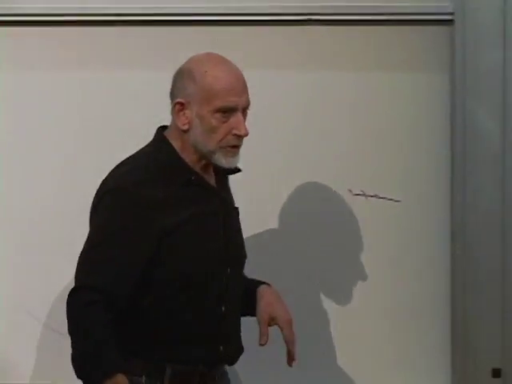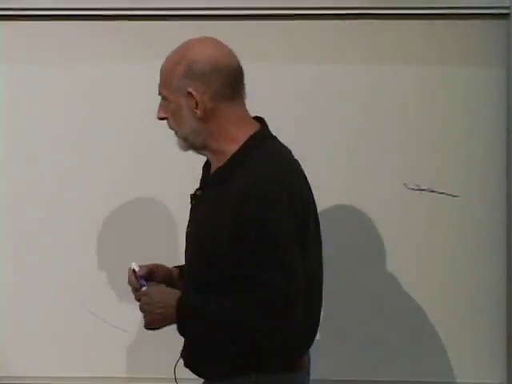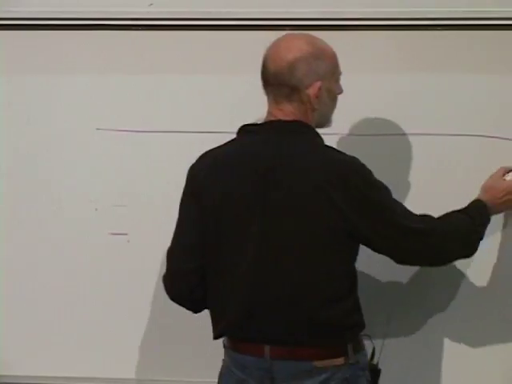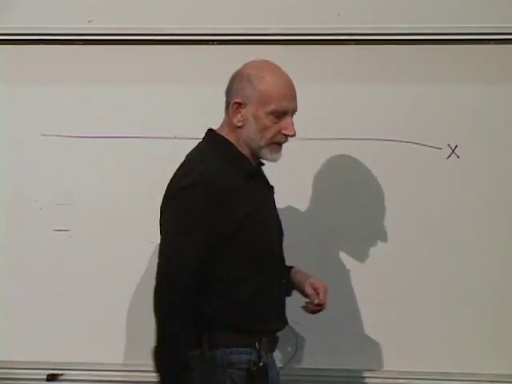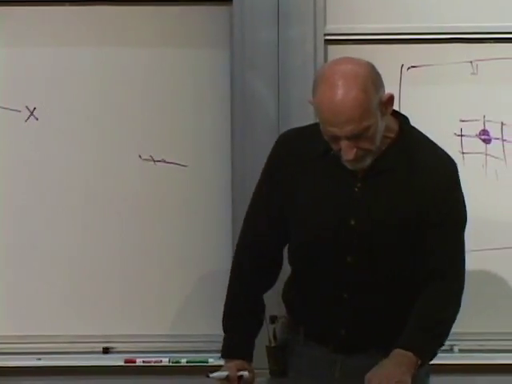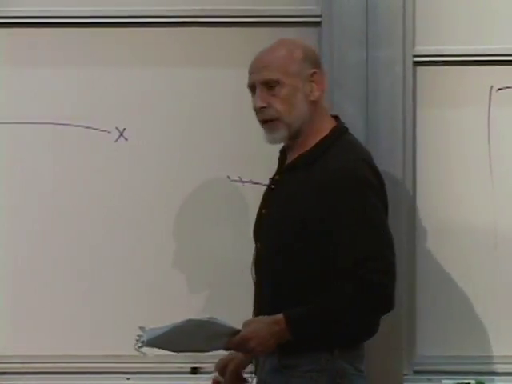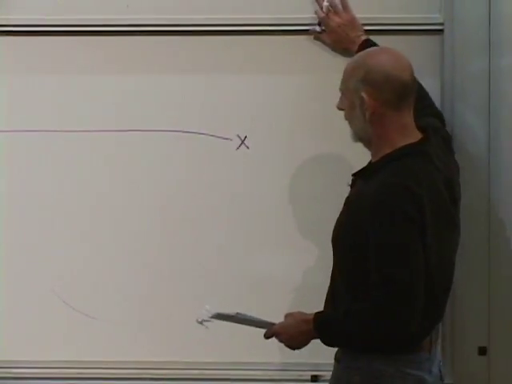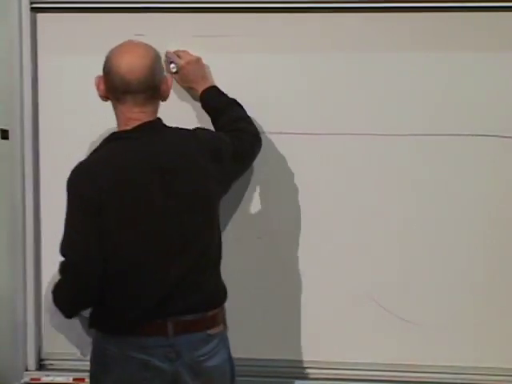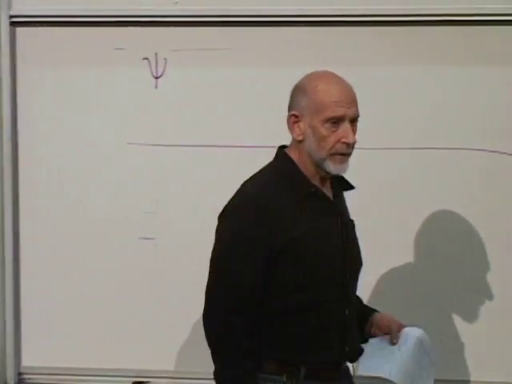And to keep it really simple, let's stay with one dimension of space, okay? One dimension of space and only one dimension, x. We'll come back to more dimensions next time. And let's write a wave equation. This wave equation is going to be for a field that I'm going to call psi, okay?